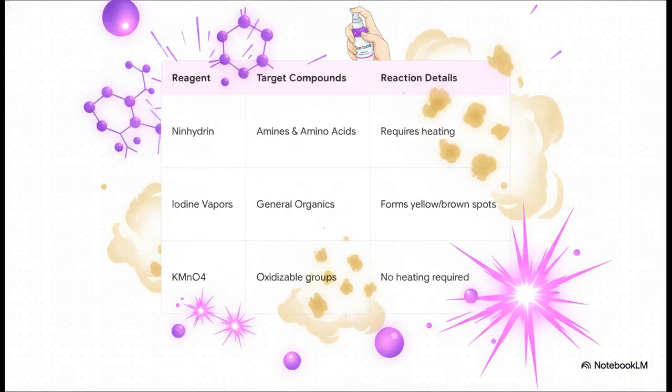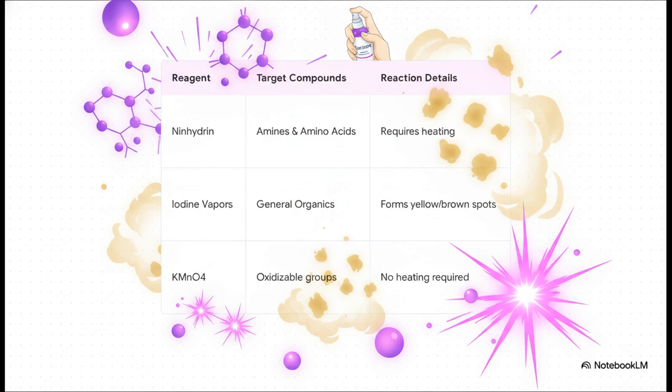But what happens if our compounds don't react to UV light? Well, that's where chemical staining reagents jump in to save the day. By dipping or spraying the dried plate with specific chemicals, we can trigger a reaction that creates a visible color. And the cool part is, different stains selectively target very specific molecular classes.